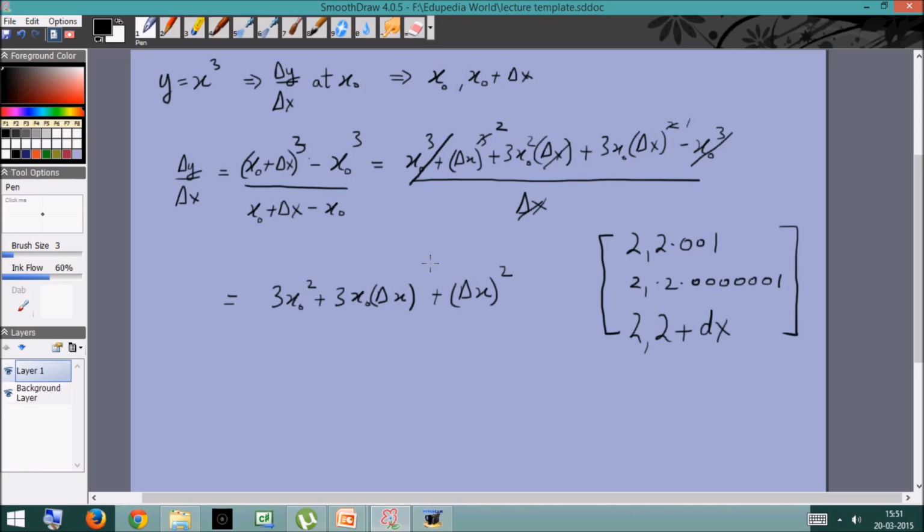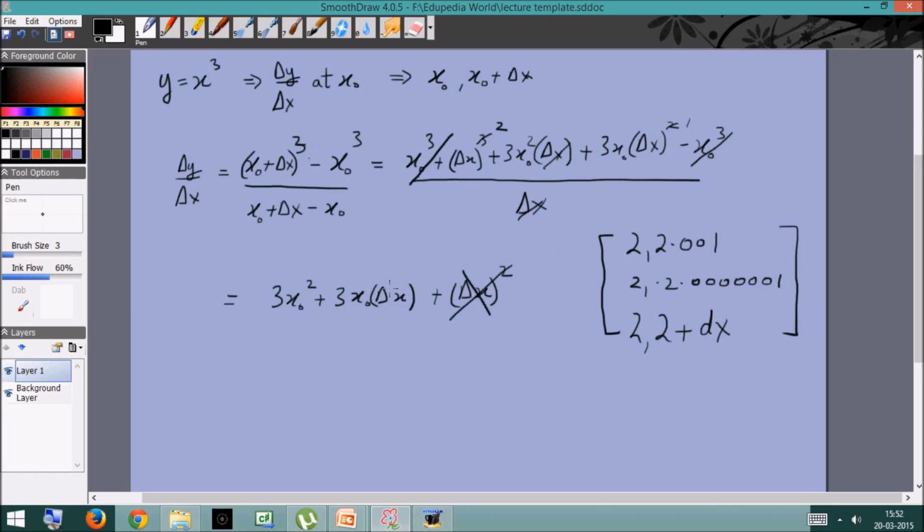So dx is basically smaller than the smallest number you can imagine. It's smaller than 10 to the power minus 100, it's smaller than 10 to the power minus 1000. It is smaller than the smallest number you can imagine without it being 0. For our purposes, let's take it to be 0.000001 in this case. dx is such a small number, dx whole squared will be even smaller, so we can neglect it compared to the other two terms.